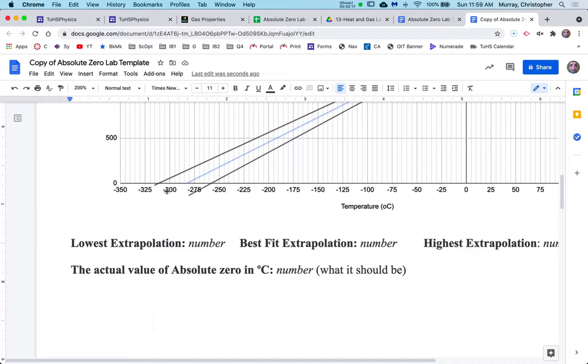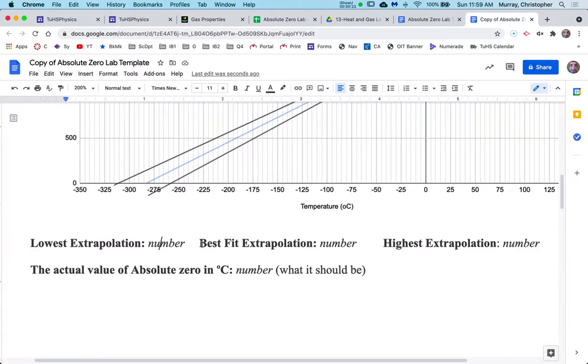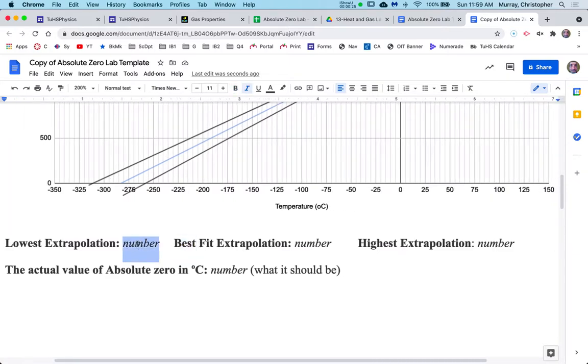Okay, so the lowest extrapolation, this is minus 300, 305, 310. I'm going to say minus 311. So double click that. Minus 311 degrees Celsius. Keystrokes for all those formatting things, that was, on a Mac, it's command period to make it superscript.